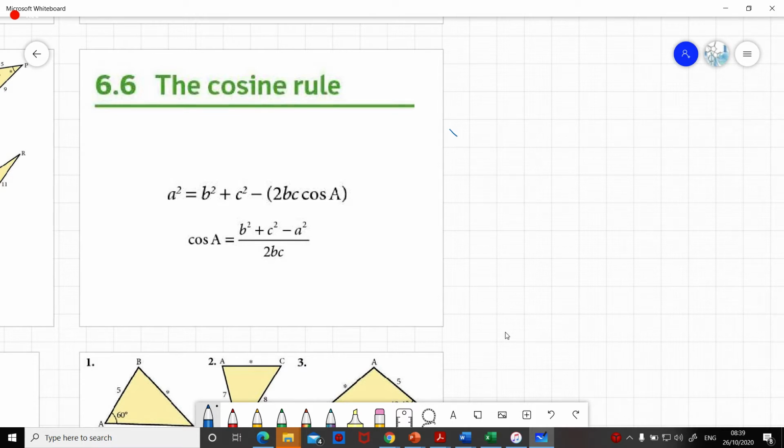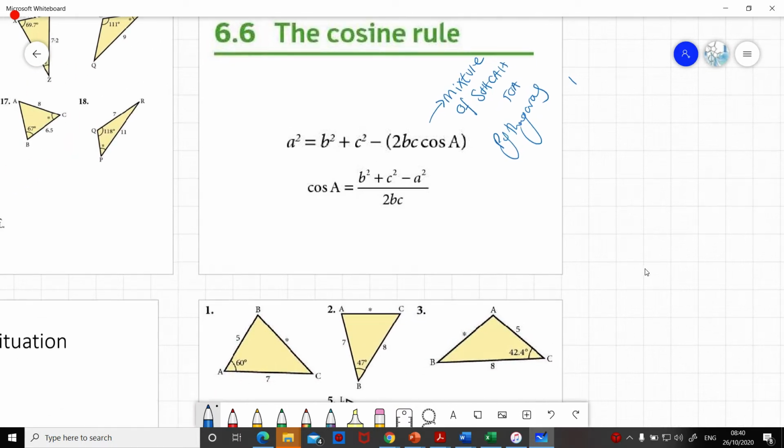a squared equals b squared plus c squared minus 2bc cos A, and this is a mixture of SOHCAHTOA and also Pythagoras, which you can see from the a squared equals b squared plus c squared. I'll go through the derivation if you want, just please tell me.